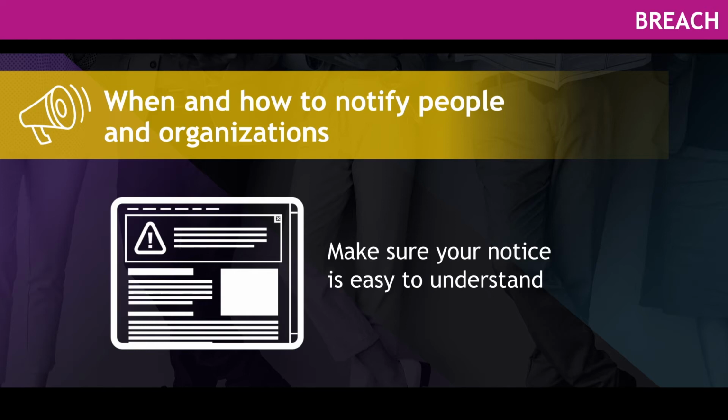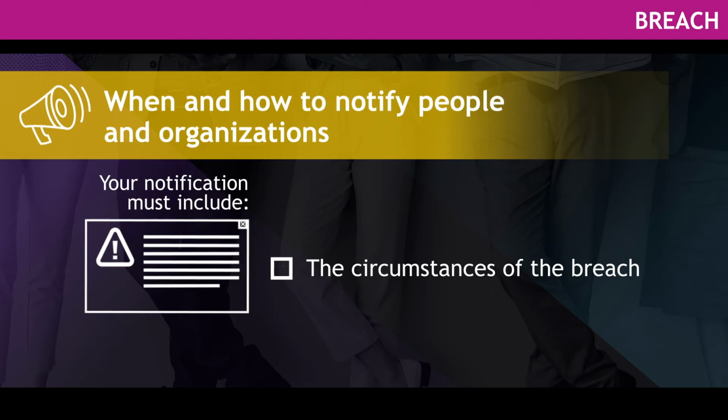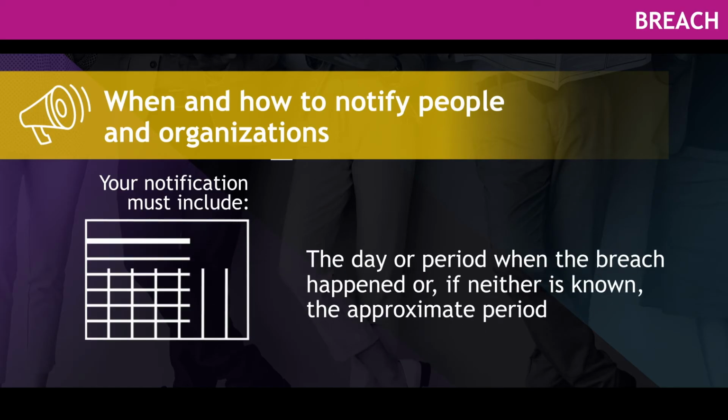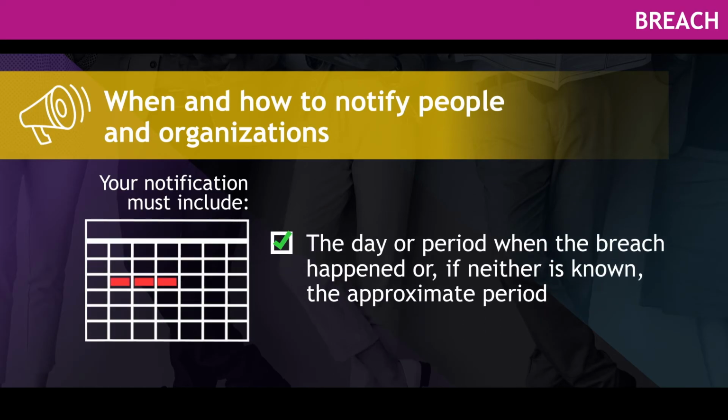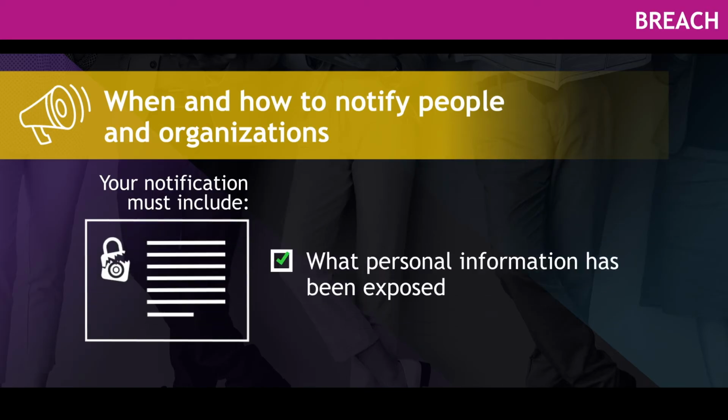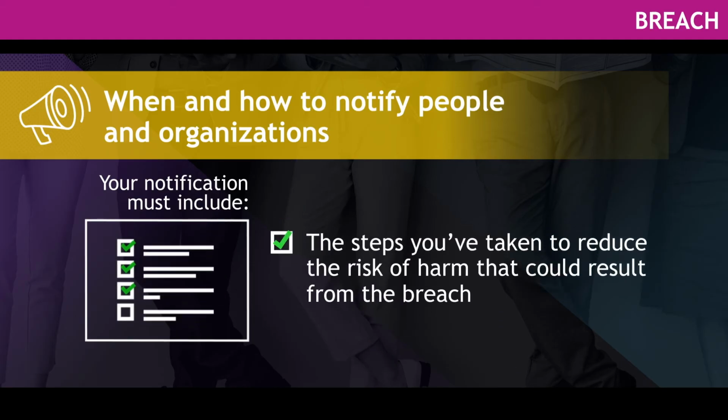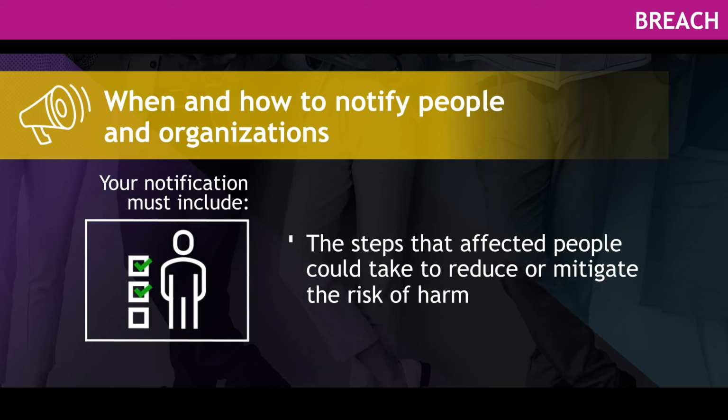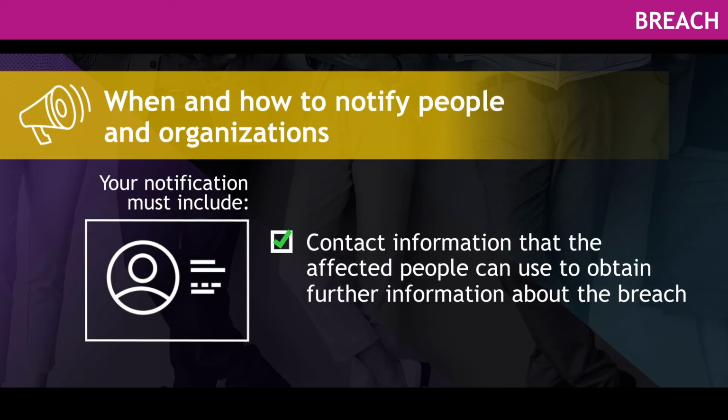Your notification must include the following: the circumstances of the breach, the day or period when the breach happened, or if neither is known, the approximate period. What personal information has been exposed? The steps you've taken to reduce the risk of harm that could result from the breach. The steps that affected people could take to reduce or mitigate the risk of harm, and contact information that the affected people can use to obtain further information about the breach.